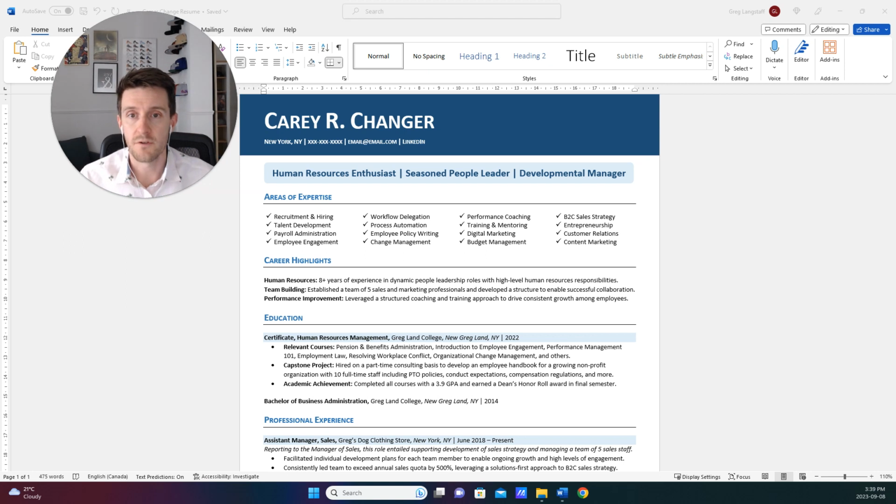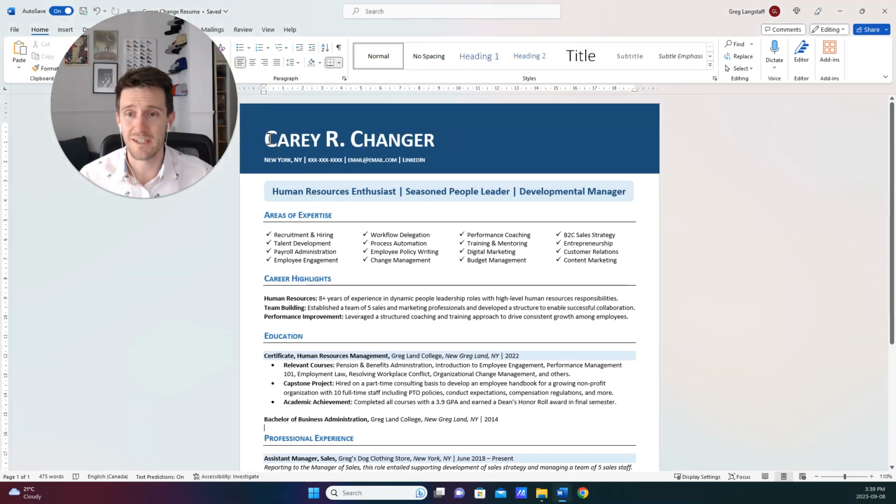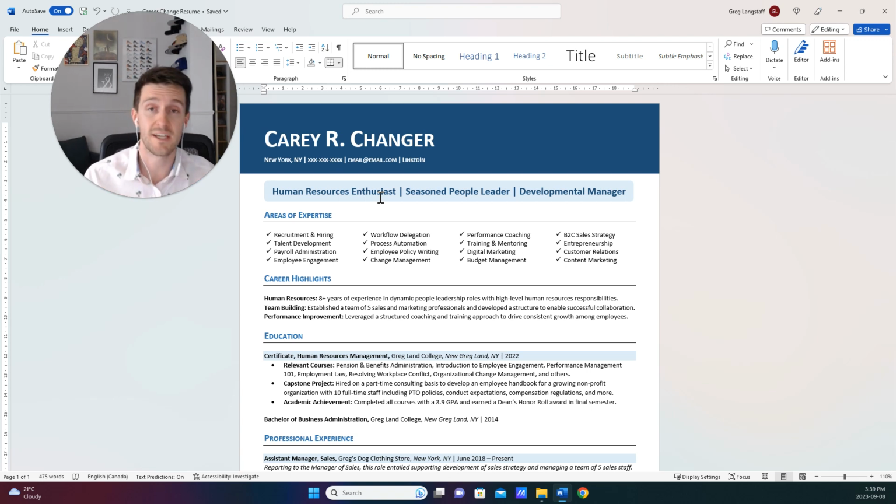So, first things first, we get through the introductory name and contact information, and then we give ourselves a nice professional title. What we want to do firstly is draw their attention to the industry that we are trying to get into. So this resume is an example of someone who wants to get into HR, and they just have a sales and managerial background.